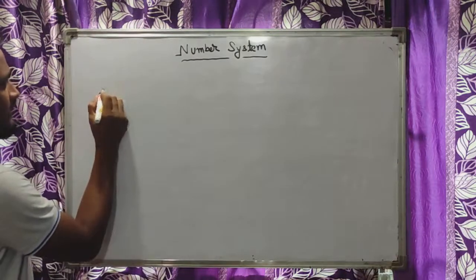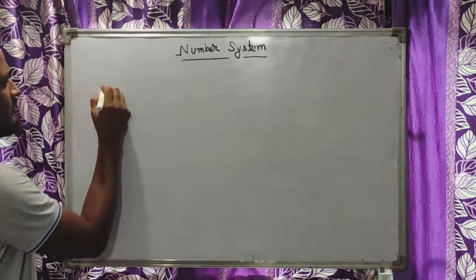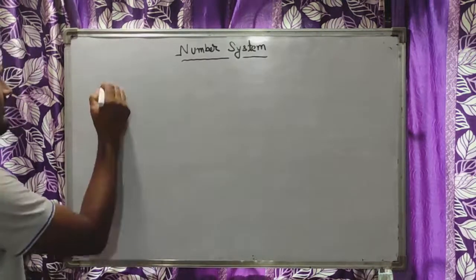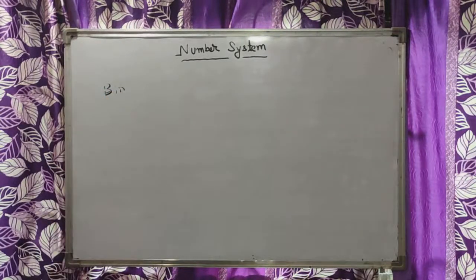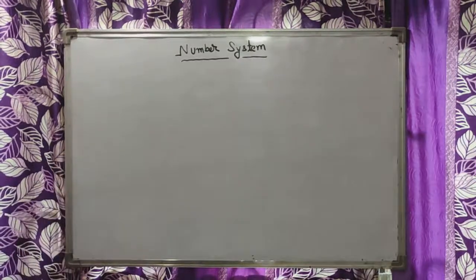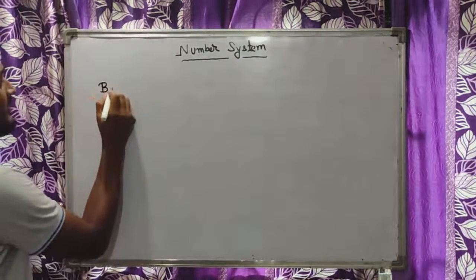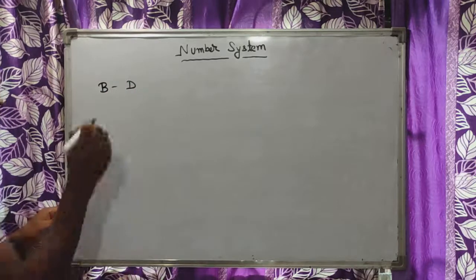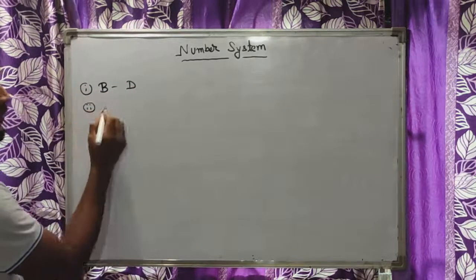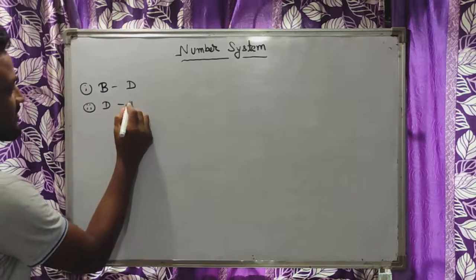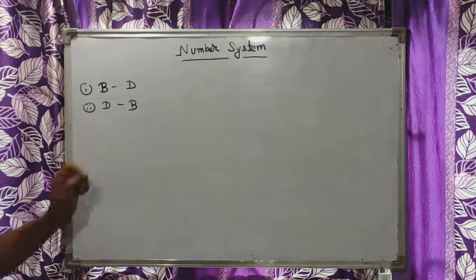In the previous class we learned how to convert a binary number to a decimal number. This one is the first method, and the second method we learned is how to convert a decimal number into the binary number system.